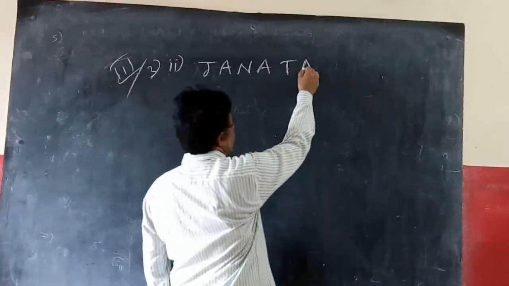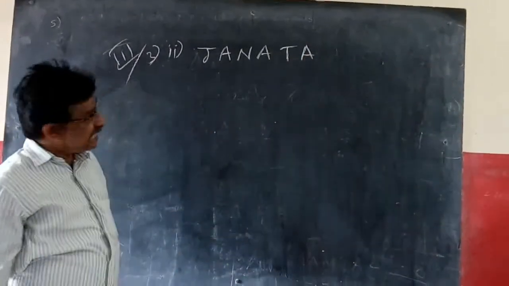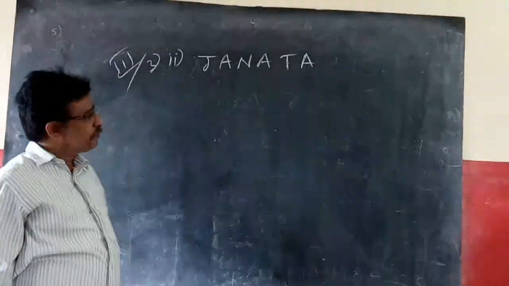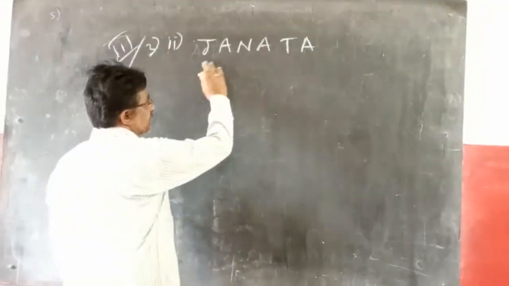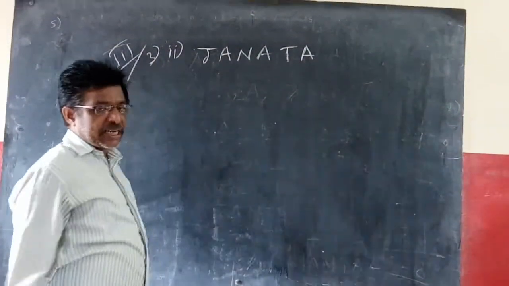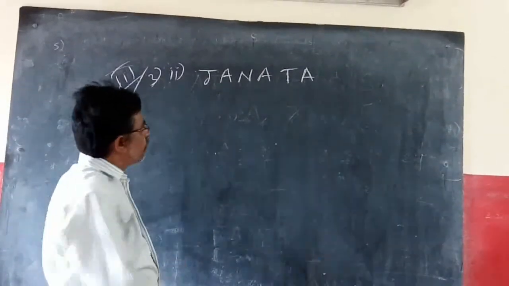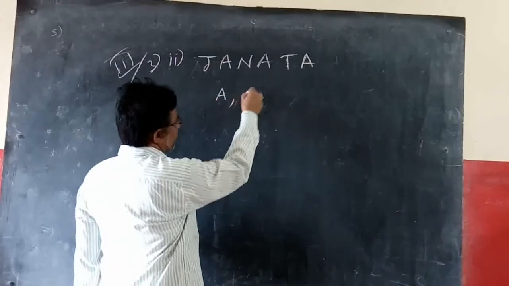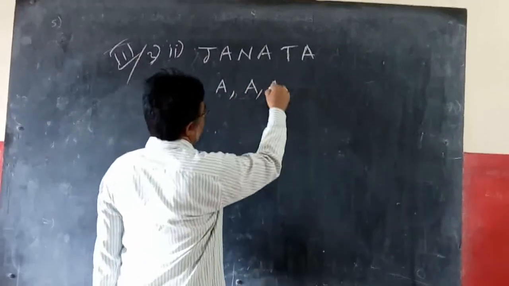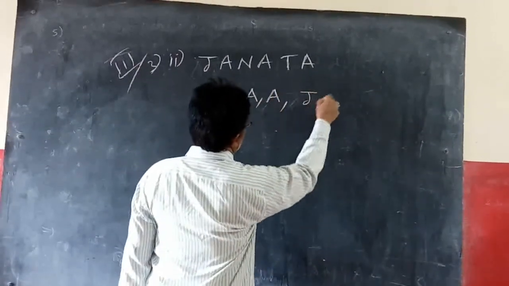With the same letters, what is the rank of Janata? Let us first say, instead of Ajanta, if it is Janata, what is the rank? If you arrange like this, where will you find Janata? Again the alphabetical order is the same: A, J, N, T.